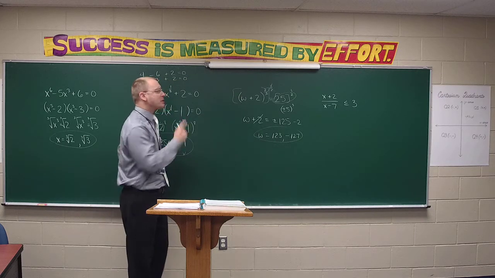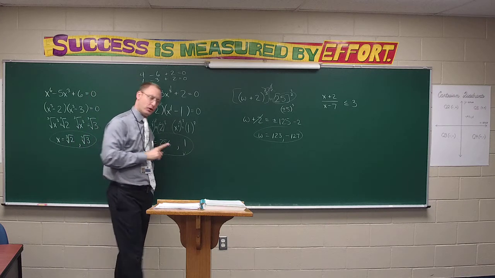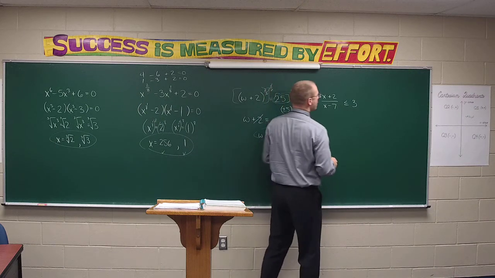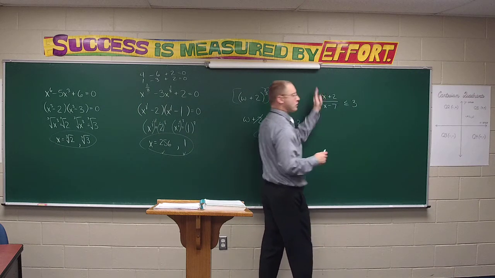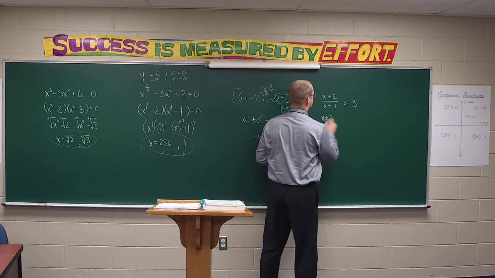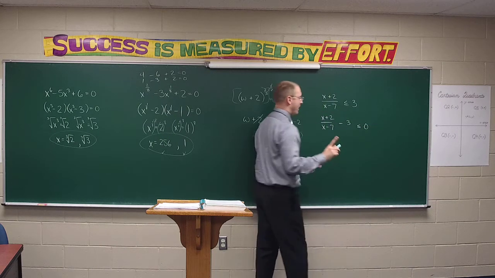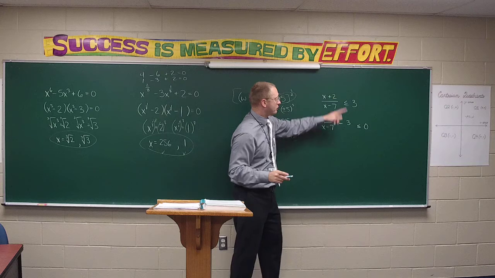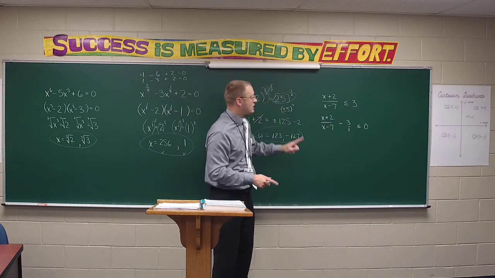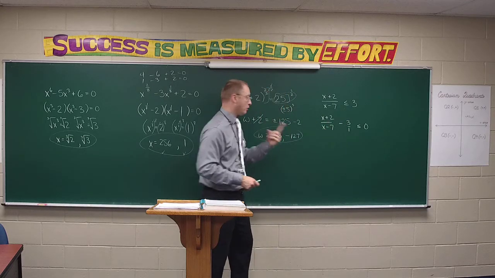And looking at the last one, this was by far the hardest one. It's a rational inequality. And I said the first key to a rational inequality, Michael, is you got to set it to 0. So I've got to move either the fraction over or the 3 over, and you chose to move the 3. So that's going to give us x plus 2 over x minus 7 minus 3 less than or equal to 0.